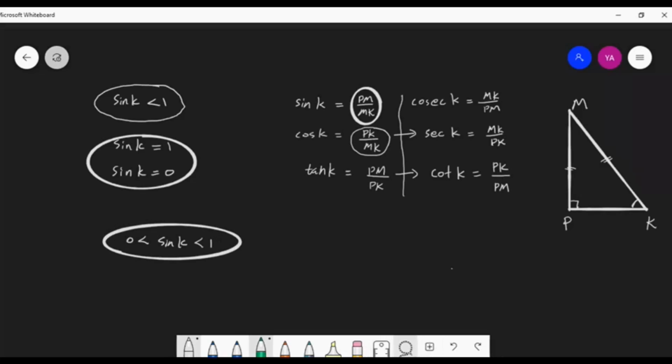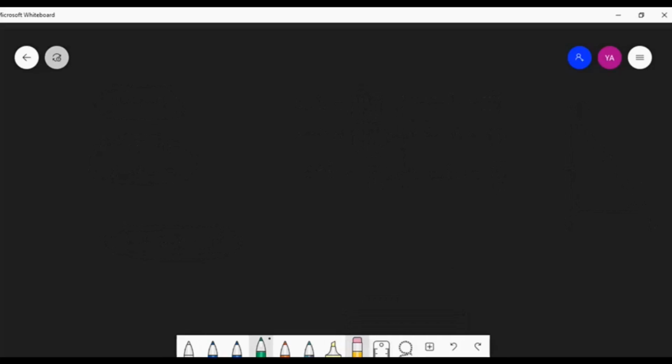So we move to some other idea. We want to make these trigonometric ratios more clear. So for that, I'll draw two right triangles here. First one, I'll draw like this.